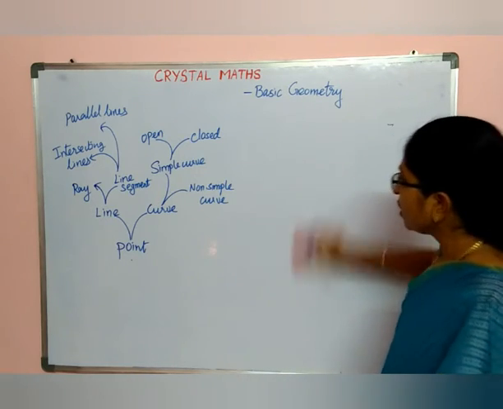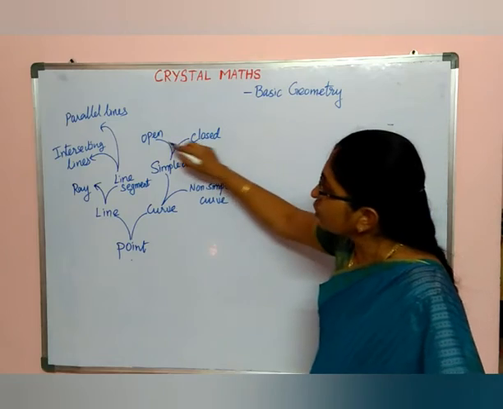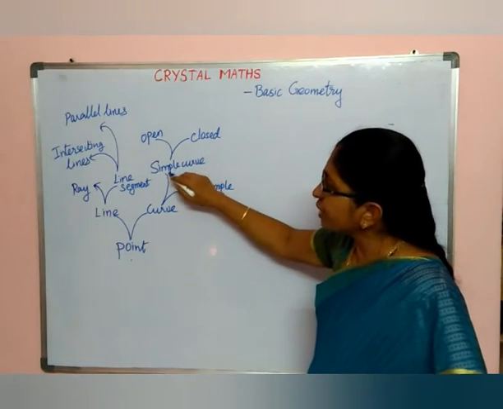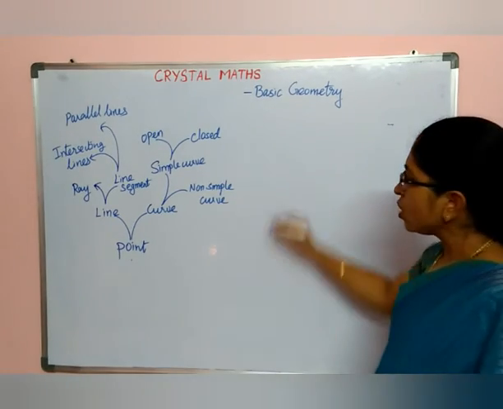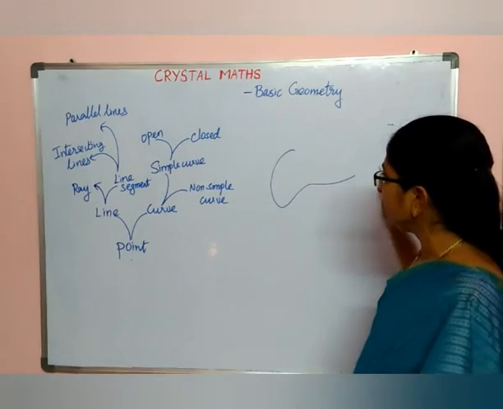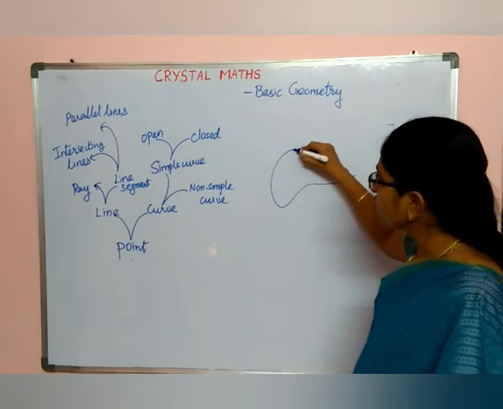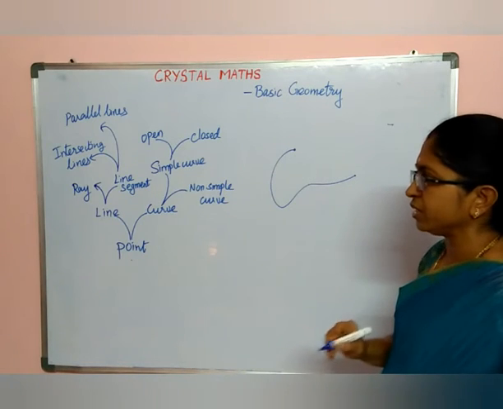Okay. Now in curves we have two types. What are the two types? One is open curve, another one is closed curve. An open curve will be in this way. It has two endpoints over there.